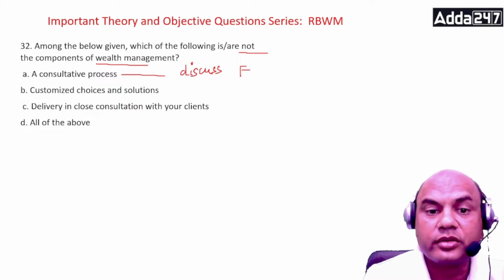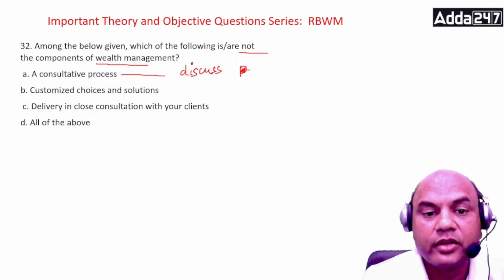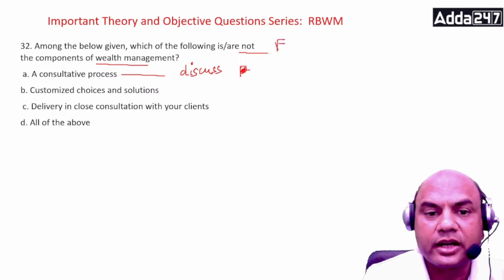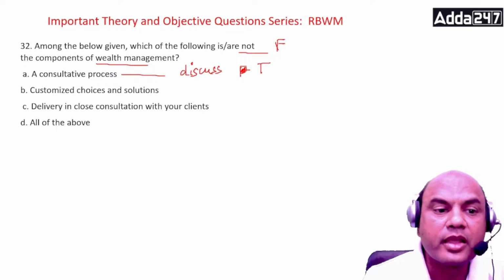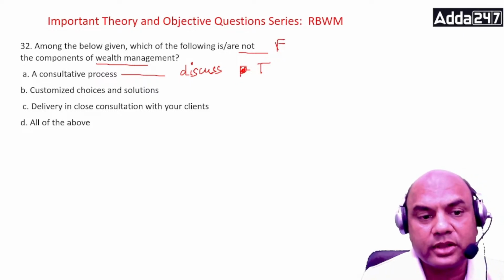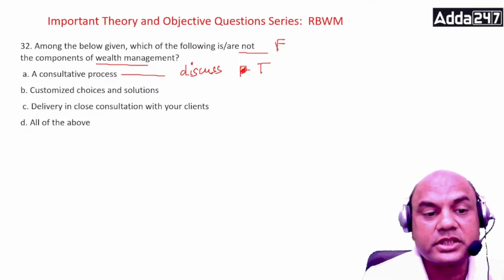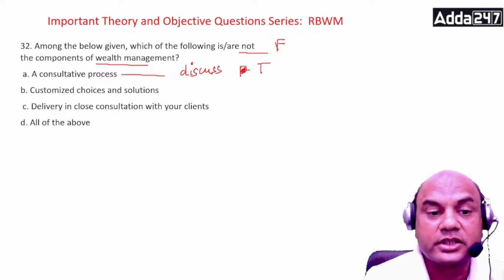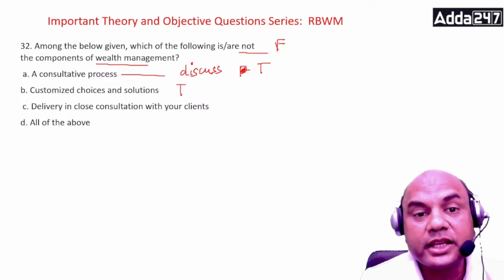Okay, I'll write it in a proper way. We want the false answer or wrong answer. False, I'll write it, and this is true, let's say. Okay, so this is true. This is a component of wealth management. Customized choices and solutions. This is also true because every customer requires solutions as per his or her requirement.